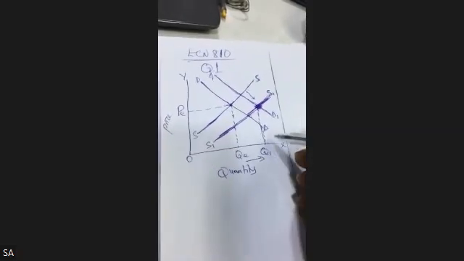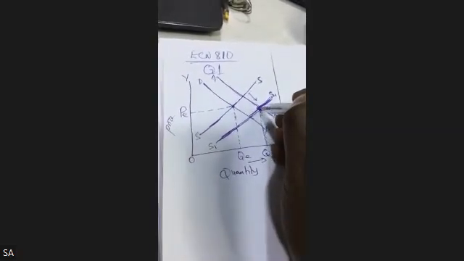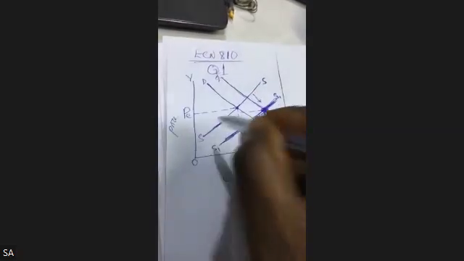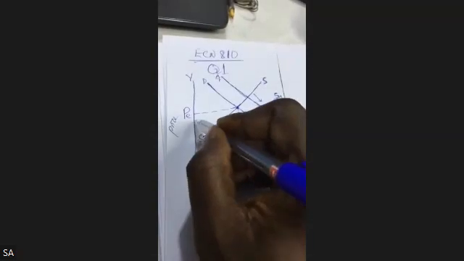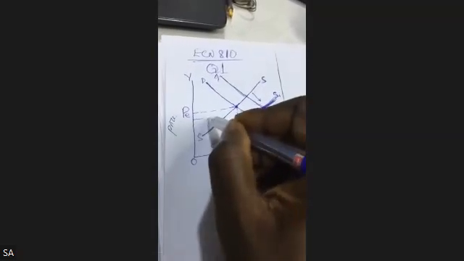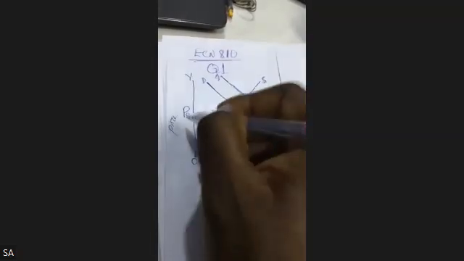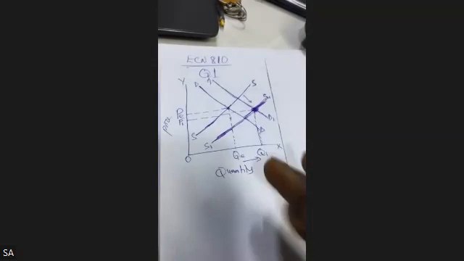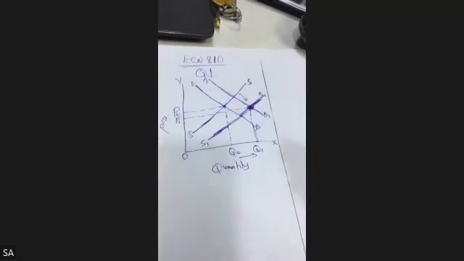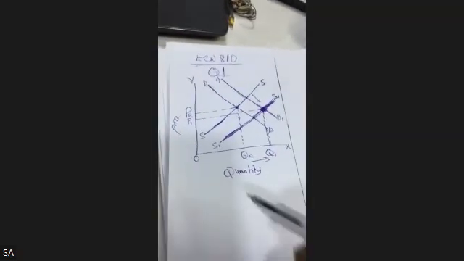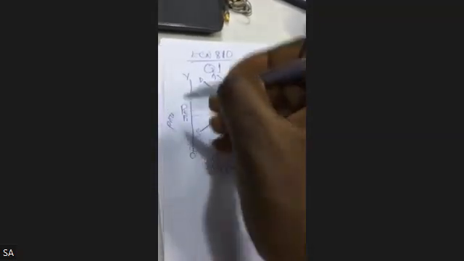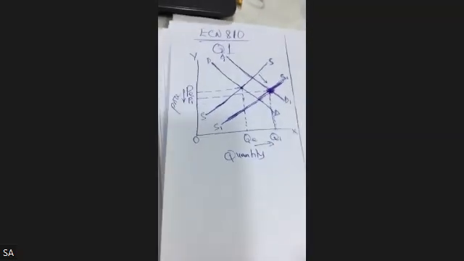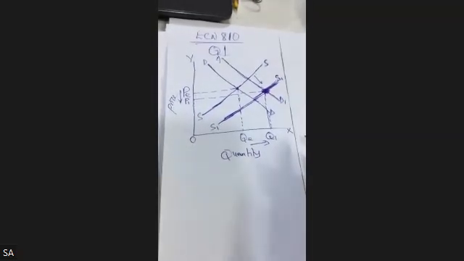Let's see what happened to equilibrium price. You can see that equilibrium price actually falls, but the fall is not that much from the original equilibrium position. So this is P1. Equilibrium quantity increased, but equilibrium price actually falls. So we can see there is a fall in equilibrium price and an increase in equilibrium quantity.